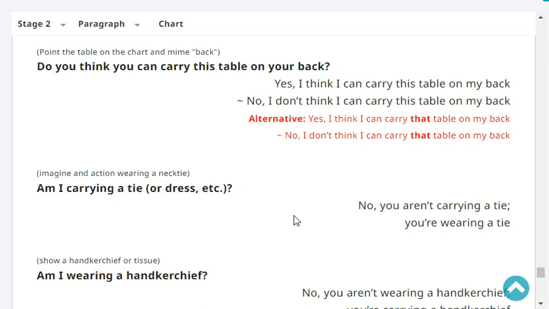Am I carrying a shirt? No, you aren't carrying a shirt. You're wearing a shirt.